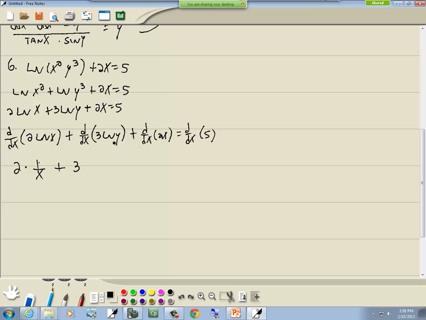And the derivative of natural log of y is 1 over y, but again, we have to add on our y prime. Anytime you're taking a derivative with respect to x and it's really y, or a different variable, you have to throw on the dy over dx, or just y prime. Plus, derivative of 2x is 2, and derivative of 5 is 0. So that gives us 2 over x plus 3y prime over y plus 2 equal to 0.